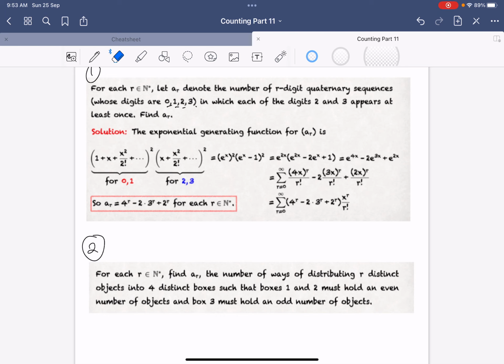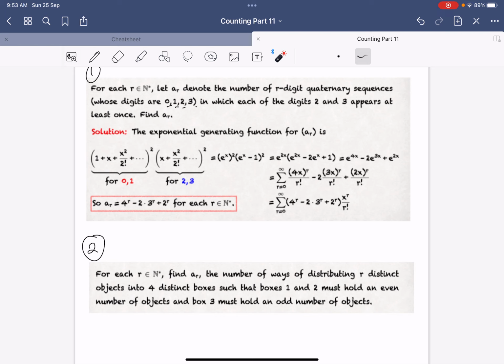But with exponential generating function, you can simplify this to an algebraic expansion, which is easier because now for the 1 and 0 digits, you can choose them. You have 1 plus x squared over 2 factorial all the way, infinitely many terms. And because it is 0 and 1, there are 2 of them, so it's to the power 2. For the second and third, because each appears at least once, you cannot have the option where you choose none of them. So 1 is disregarded, and so it's x plus x squared over 2 factorial all the way. Then there's e to the power x squared, times bracket e^x minus 1 squared.